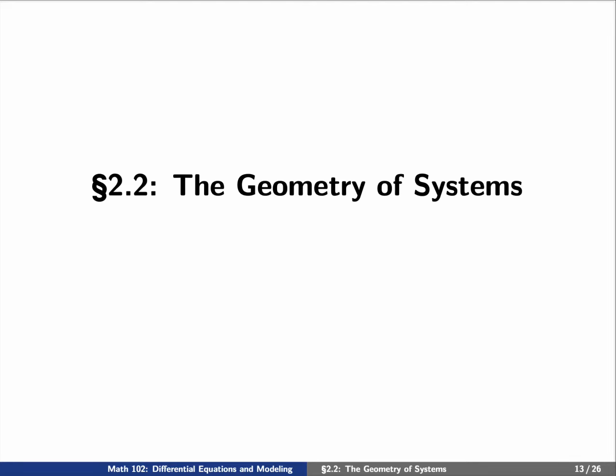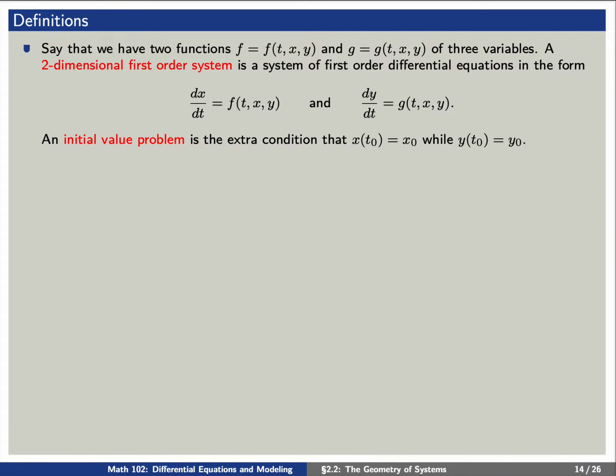Today, we'd like to spend a little bit of time discussing how we actually solve such a system. First, let's write down some definitions. Say that we have two functions, lowercase f and lowercase g, which are functions of three variables: time t, a number x, and another quantity y. A two-dimensional first-order system is a system of first-order differential equations of the form dx/dt equals f of t, x, and y, and dy/dt equals g of t, x, and y.